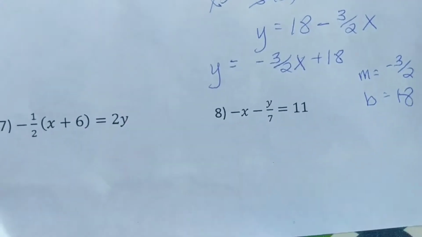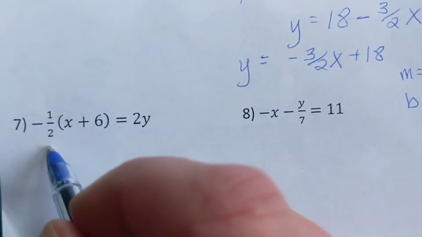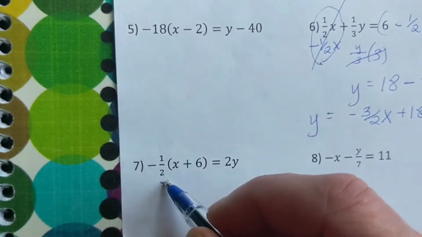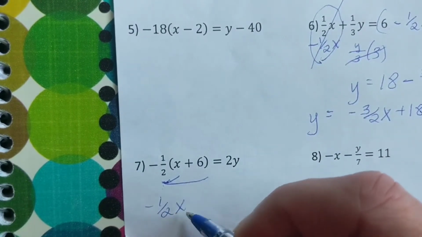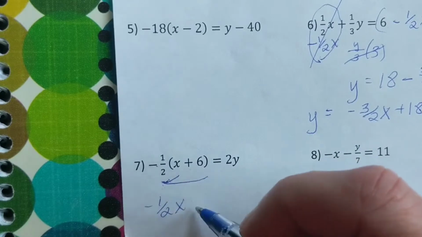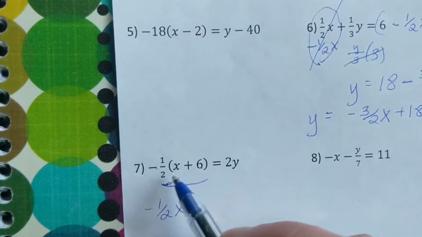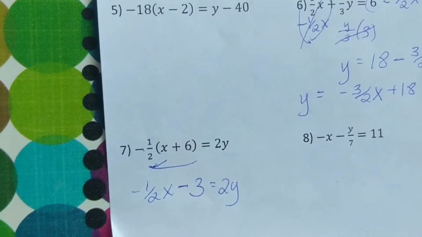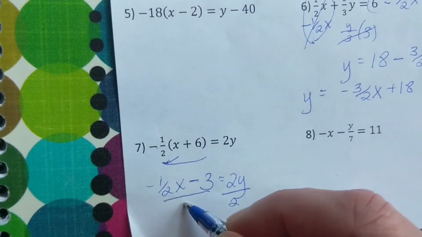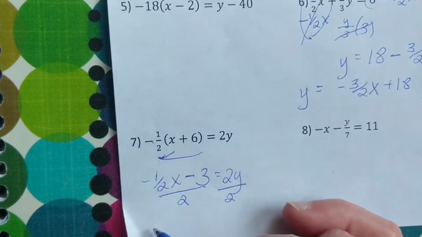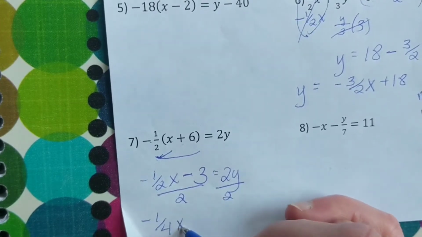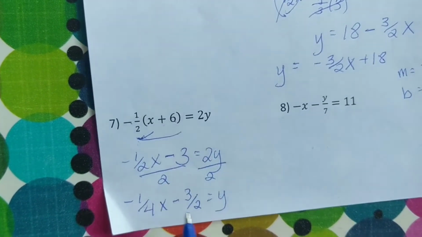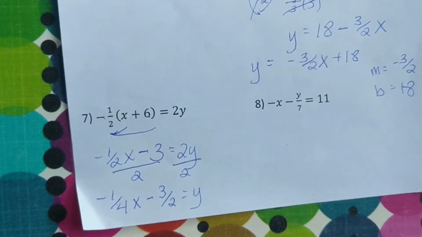Let's go ahead and try number 7 together. Okay, this is going to be another distributive property problem. So I'm going to go ahead and multiply out. That gives me -1/2 x, and then it's a negative and a positive, so it's going to result in a negative. Half of 6 is 3, so I'm going to change that to 3. Okay, equals 2y. And then I'm not done. I still have to divide both sides by 2. The entire side, half of half is -1/4 x minus 3/2 equals y. And so my slope here would be -1/4, and my y-intercept would be -3/2.